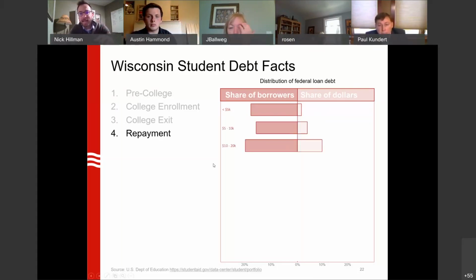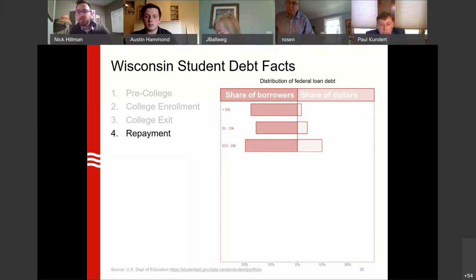About 15% owe between 5 and 10,000. About 23% owe between 10 and 20,000. If you add up these three buckets, you're talking about 54% of Wisconsin borrowers. So the majority of Wisconsin borrowers owe less than $20,000, and if you add up these three little red ones on the right side, their outstanding debt only accounts for 16% of the state's total.